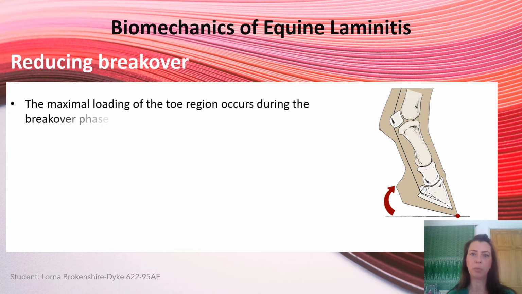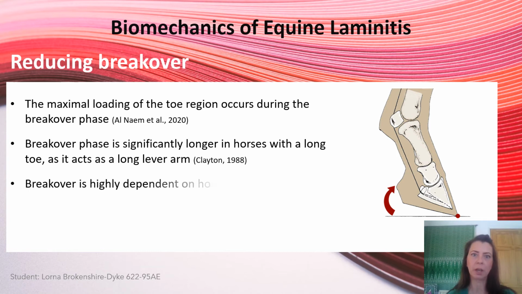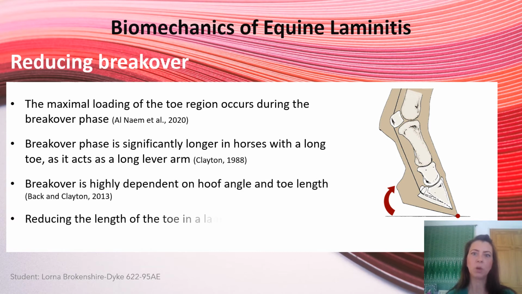So let's look at the effect of breakover. We know that in the laminitic horse, the maximal loading of the toe region occurs during the breakover phase. We also know that the breakover phase is significantly longer in horses with a long toe, as it acts as a long lever arm, and that the onset and duration of breakover phase are highly dependent on hoof angle and toe length. Therefore, by reducing the length of the toe in a laminitic horse, we can reduce the leverage on the toe and also reduce the direct compression on the toe region of the hoof wall. This will lead to less distortion in the toe region of the hoof capsule.